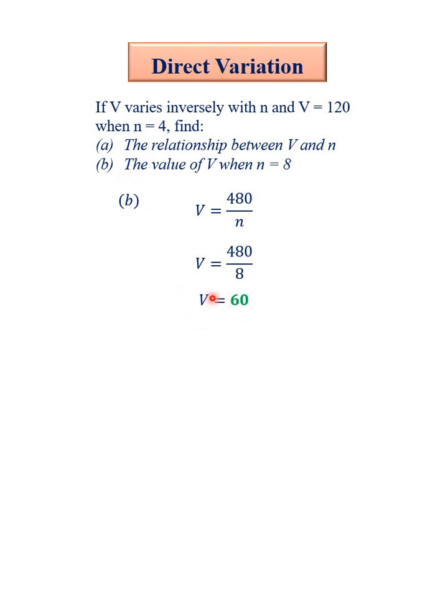To be sure that your answer is correct, you can check the question with the answers. When V was 120, n is 4. And inverse variation says if one is increasing, the other is decreasing. In the B part of the question, n has increased to 8. So it is expected that V should what? Decrease, because it is inverse. And that is what has happened here. V is equal to 60, showing that it is correct because it has reduced as n increased.